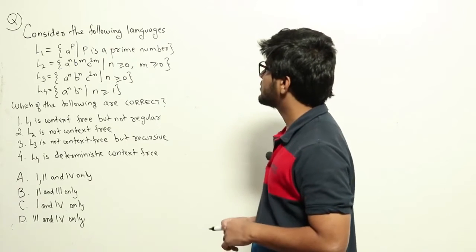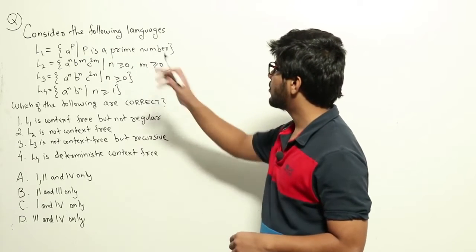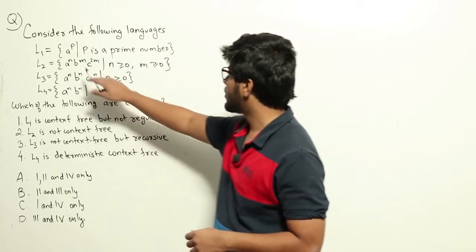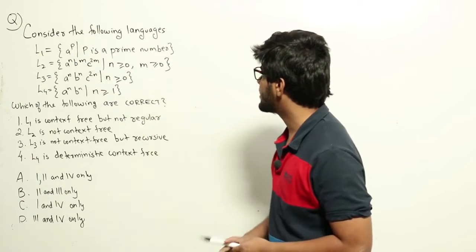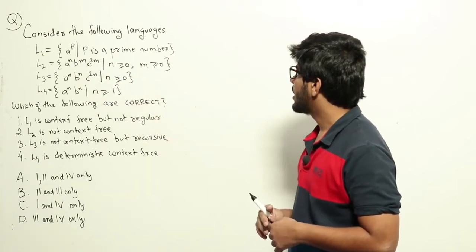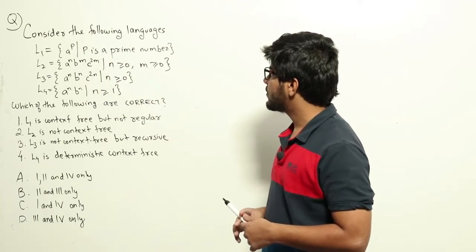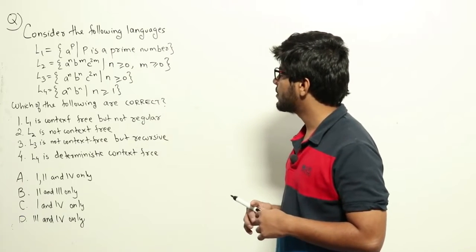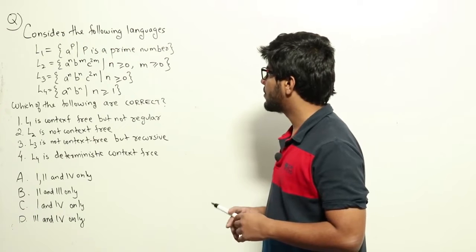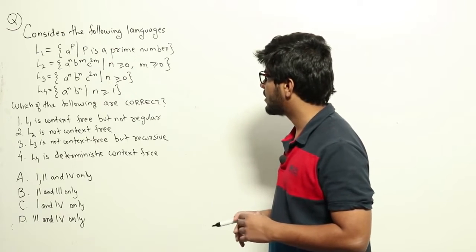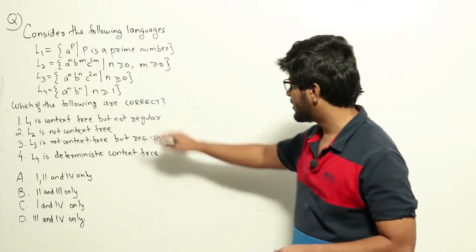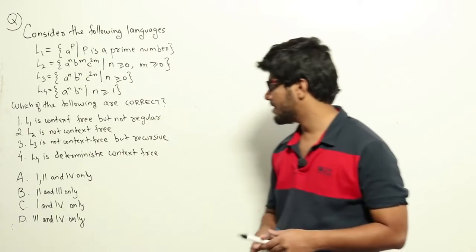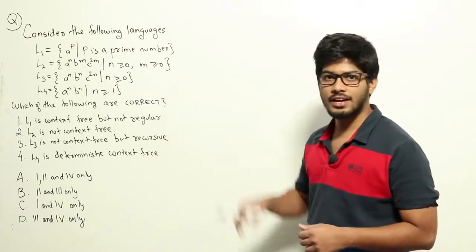Consider the following languages. L1 equals a power p such that p is a prime number. L2 equals a power n, b power m, c power 2m such that n greater than or equal to 0, m greater than or equal to 0. L3 equals a power n, b power n, c power 2n such that n greater than or equal to 0. L4 equals a power n, b power n such that n greater than or equal to 1. Which of the following are correct? They are given 4 statements and asking us to choose the right option from A, B, C, D. So let's take a look at the languages first.